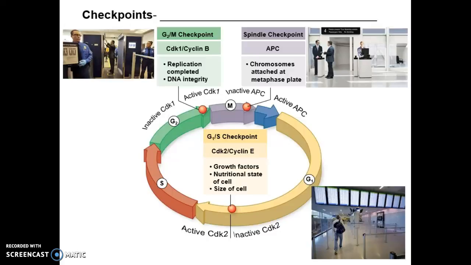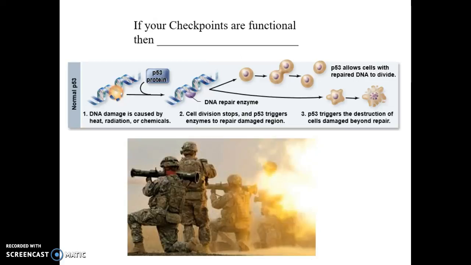Let's do this again. If there's a problem with the chromosome positions, can we fix it or do we self-destruct? So the cell is constantly doing this. Every single time it goes through that cell cycle, it's trying to evaluate the quality of the cell. So if the checkpoints are functional, then the cell moves forward. It continues to go through that cell cycle and it will progress to the next stage.